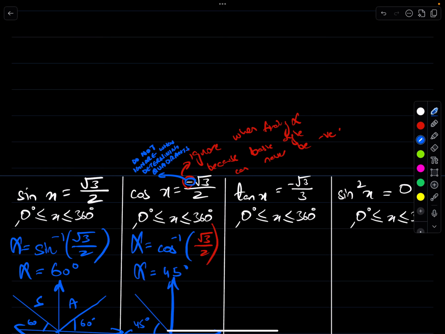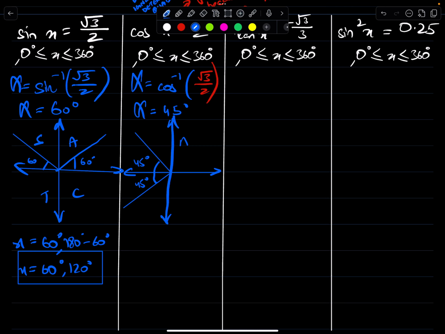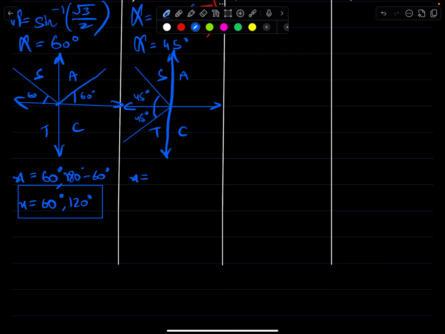Alright folks, then ASTC again. Finally, find the values of x. In the second quadrant, we have 180 minus 45. In the third quadrant, we have 180 plus 45. The values of x turn out to be 135 degrees and 225 degrees.